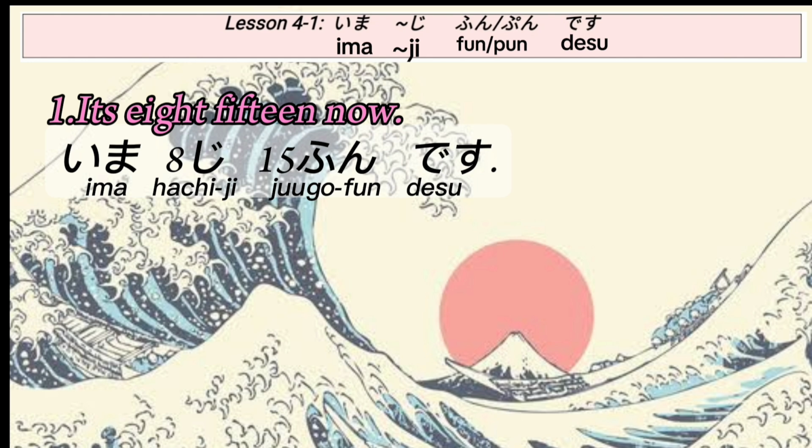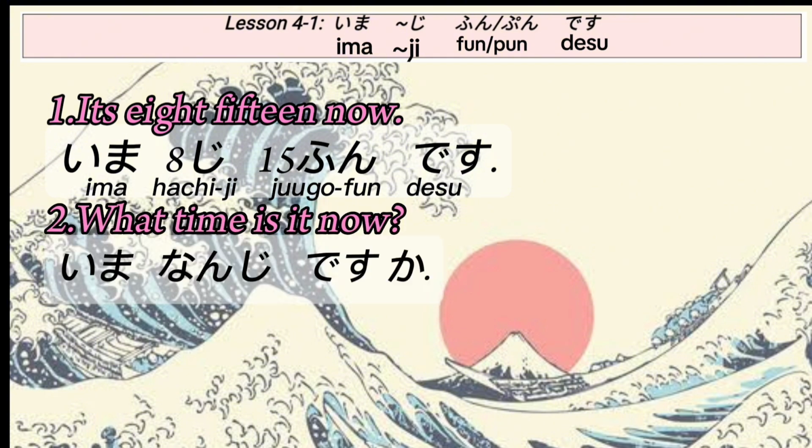Next example is how to ask time. What time is it now? First, we say the word now: ima. Nanji means what time. Nan is what. Ji is the suffix used for time. Desu ka. We add ka because we're asking a question.